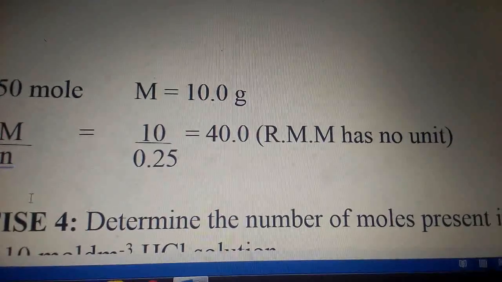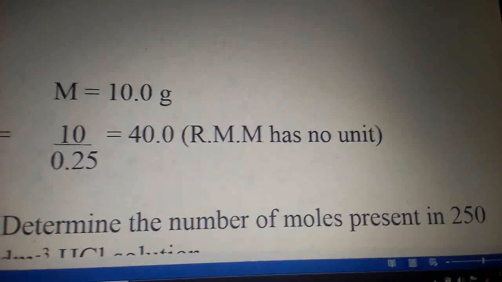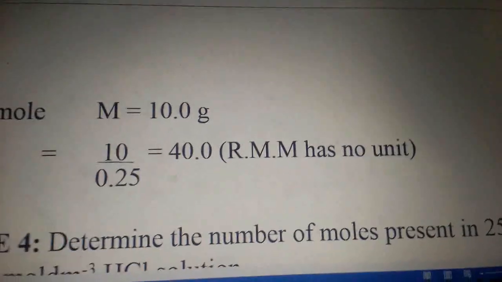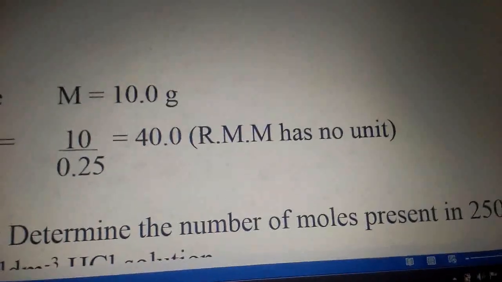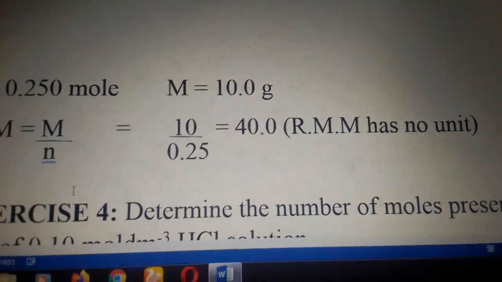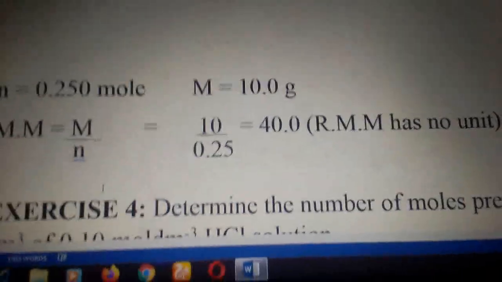So this is the molar mass, but we're not given a unit, because we are asked to calculate the relative molecular mass. The relative molecular mass and molar mass are the same value, except that the relative molecular mass has no unit. Had it been that we are asked to find the molar mass, that would have been 40 grams per mole. But being relative, there is no unit on it.